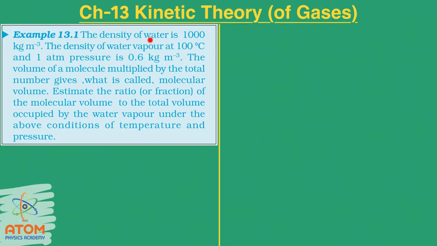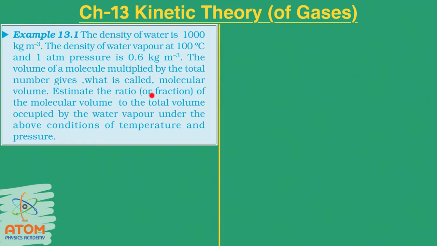The density of water is 1000 kilogram per meter cube. The density of water vapor at 100 degrees Celsius and 1 atmospheric pressure is 0.6 kilogram per meter cube. The volume of a molecule multiplied by the total number of that molecule gives us what is called molecular volume. Molecular volume is what? Number of molecules multiplied by volume of one molecule.